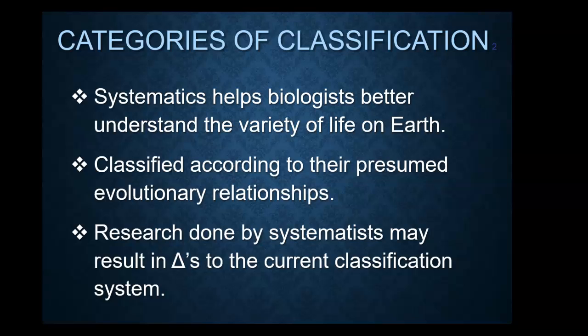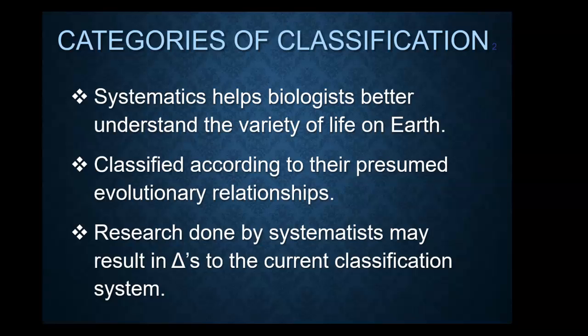Okay, guys, we're going to pick up where we left off, still dealing with the categories of classification. Systematics helps biologists better understand the variety of life, all the different life forms on Earth. Organisms we know that are placed in the same genus are more closely related than those that are in separate domains. So, in other words, we know that we are not related as closely to, for example, those organisms in the domain Bacteria or the domain Archaea, so more distantly related.